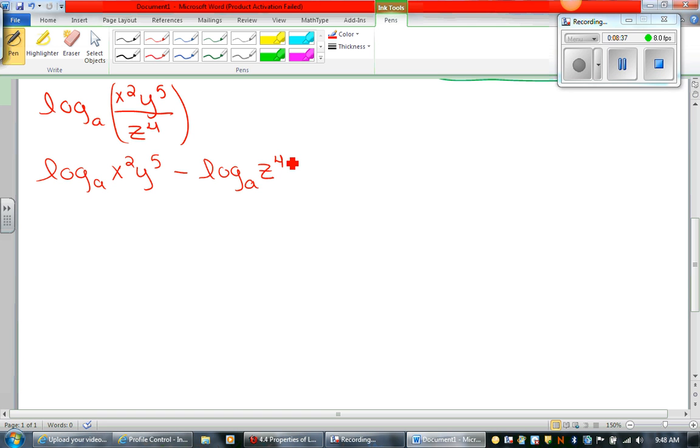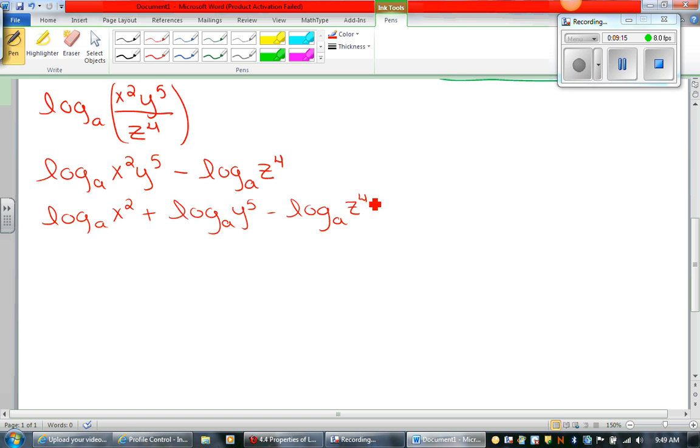Okay. So the next thing I'm going to deal with is this product of factors here, x squared y to the 5th. I want to take that and expand that out as well. And we know that with product, we're going to expand it using addition. So since I have 3 variables here, I should wind up with 3 logs in the end. So log base a of my first factor, which is x squared, plus log base a of y to the 5th, minus log base a of z to the 4th.